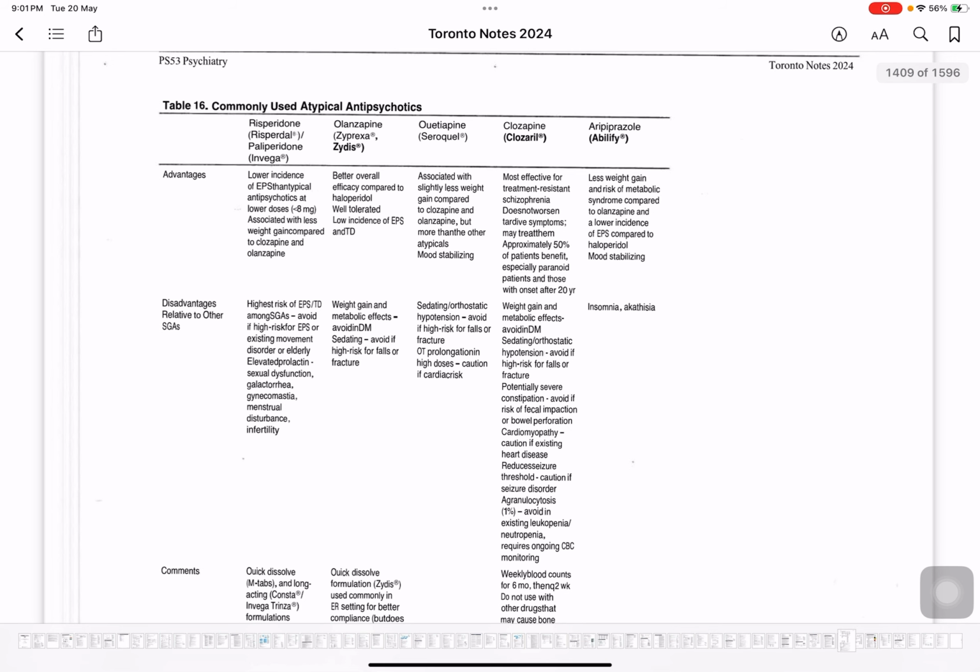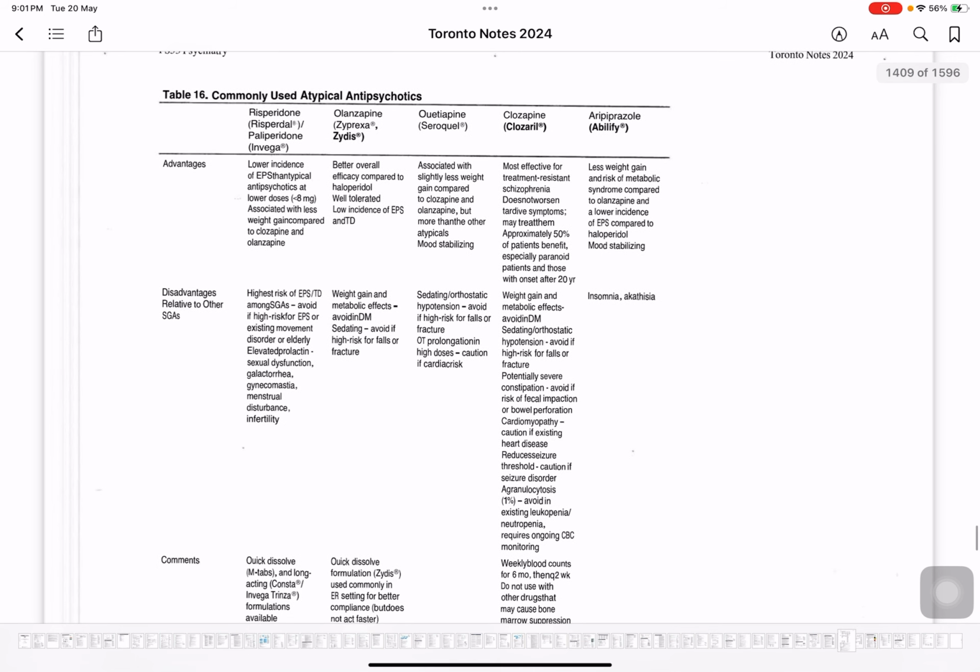Cardiomyopathy, caution if existing heart disease. Reduces seizure threshold, caution if seizure disorder. Agranulocytosis, avoid in existing leukopenia, neutropenia, and requires ongoing CBC monitoring. This is a very important question. They may ask you what test you have to repeat if the patient is on clozapine. You have to do CBC after a few weeks.